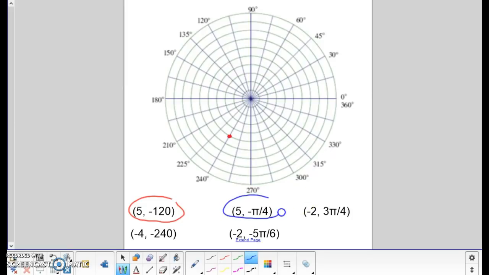If we look at 5, -pi/4, same thing. I want to go to the -pi/4 angle. The radius is positive, so I'm going to face that angle, toward the -45 degree angle, and I'm going to go out 5 units. So 1, 2, 3, 4, 5.